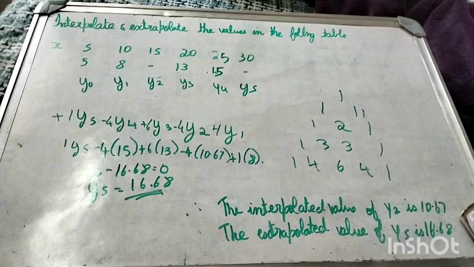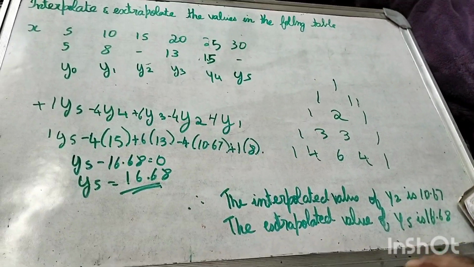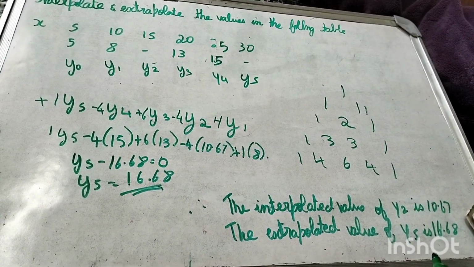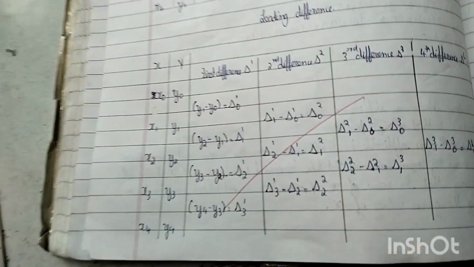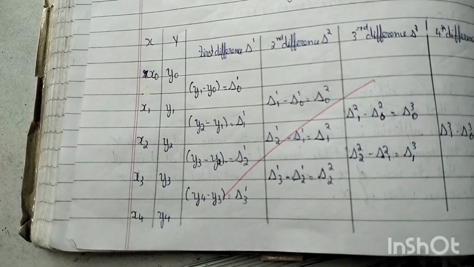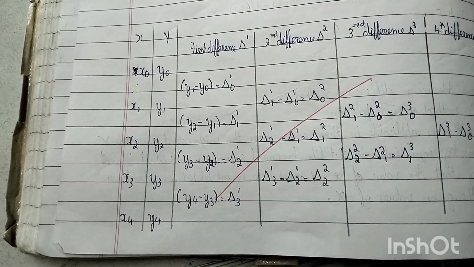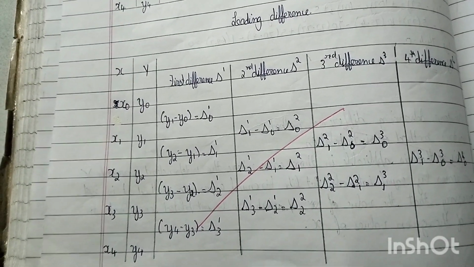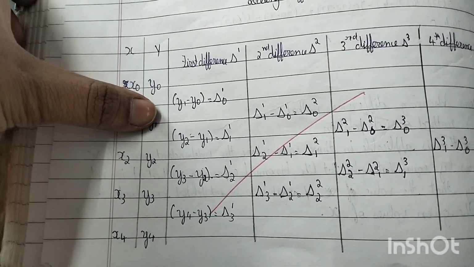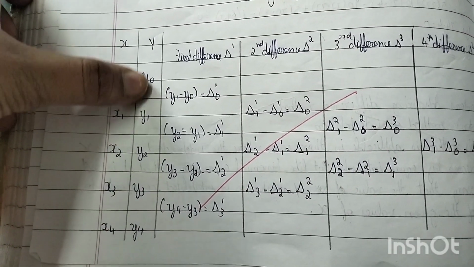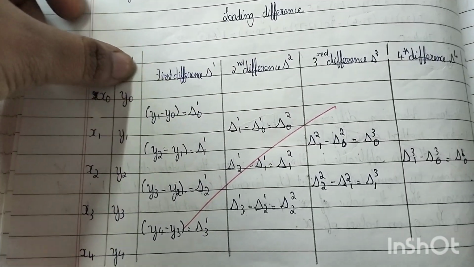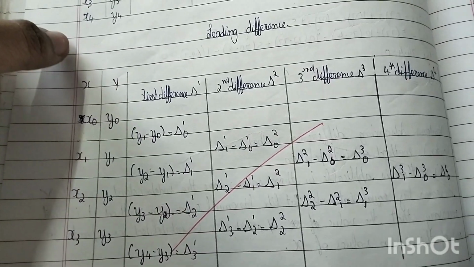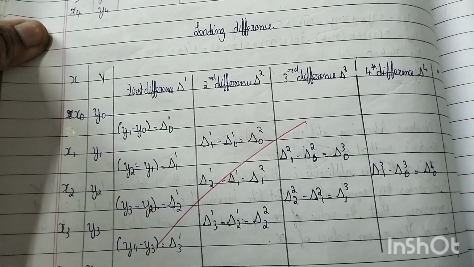I hope you understood the binomial expansion method, and now we move on to Newton's advancing difference method. For Newton's advancing difference method, we need to actually remember this table. y1 minus y0 is equal to delta 1 naught. y2 minus y1 is equal to delta 1 1. So you actually go on subtracting the y values, that is the second value minus the first value. The first difference is going to be delta 1, the second difference is going to be delta 2, the third difference is going to be delta 3, and the fourth difference is going to be delta 4.